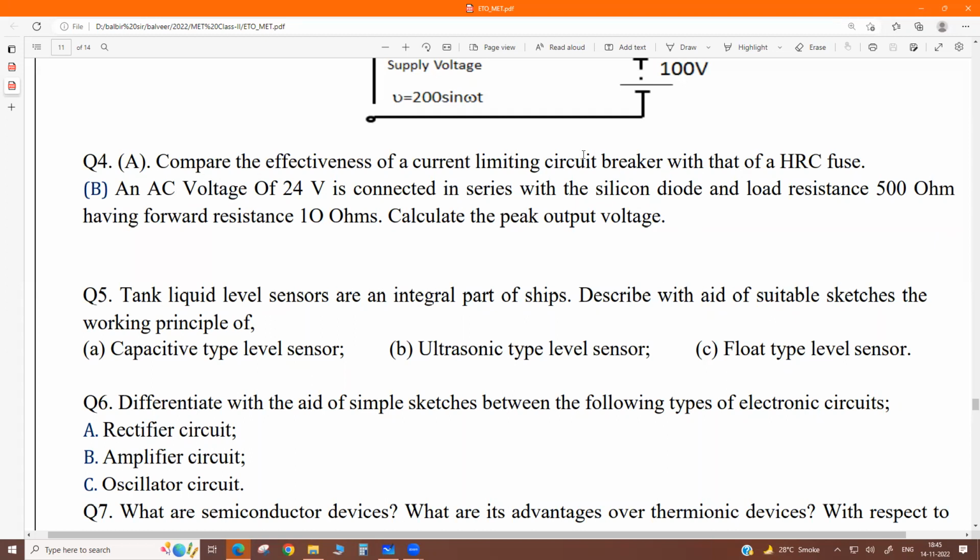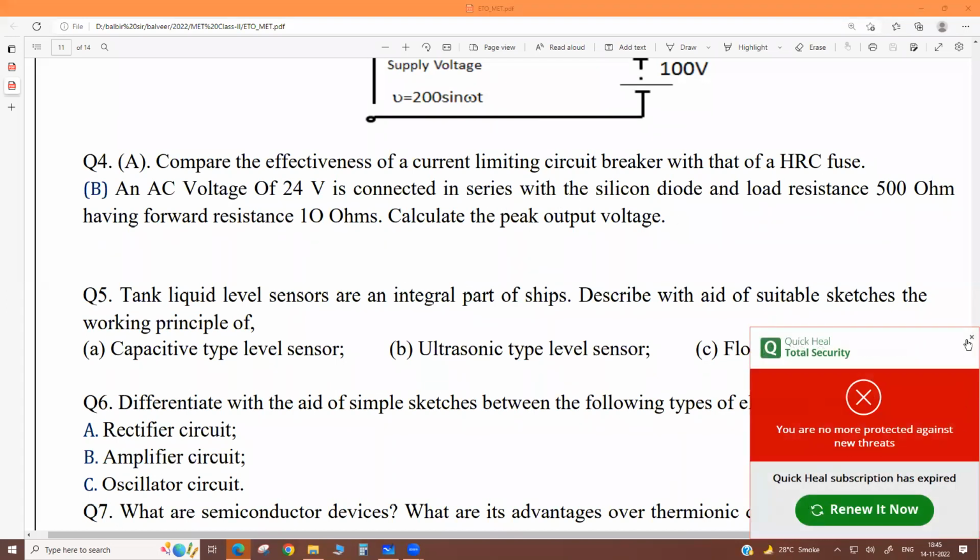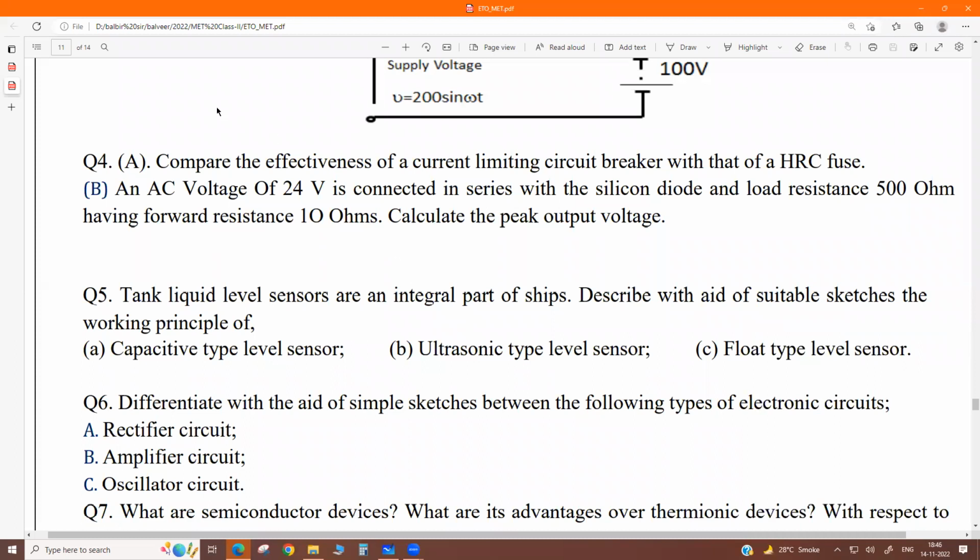Now this one, another question: effectiveness. There is a difference between breaker and HRC fuse here. An AC voltage of 24 is connected in series with a silicon diode, having a forward resistance of 10 ohm as the diode resistance, and calculate the peak output voltage. So he is asking the peak value of output voltage. Okay. Output voltage peak value. This fourth question is again a rectifier, like a single phase.